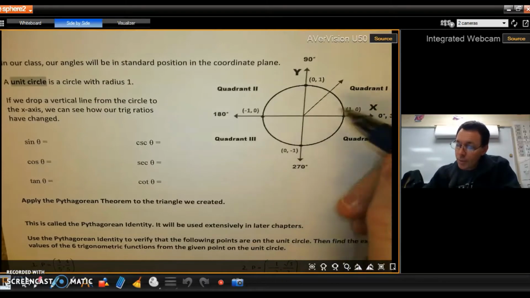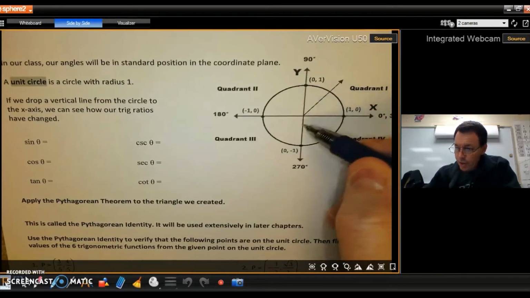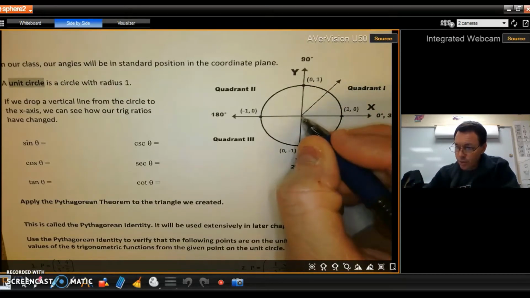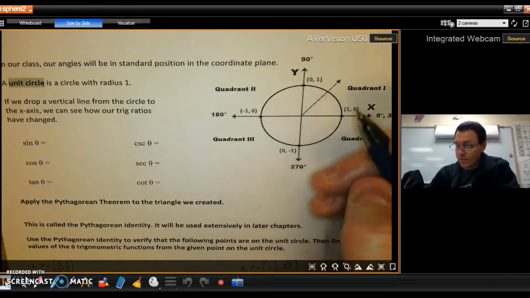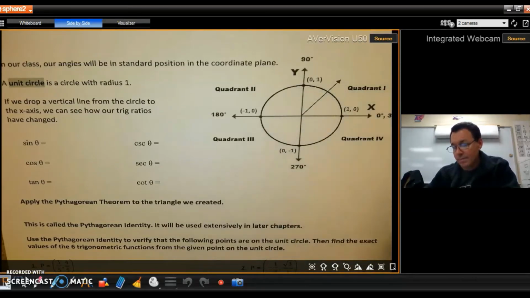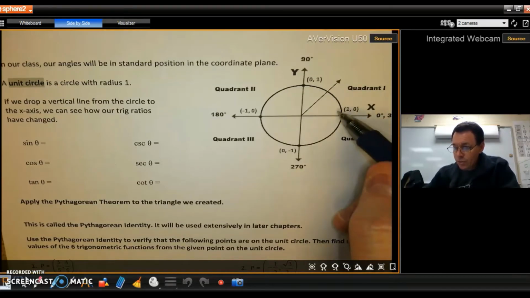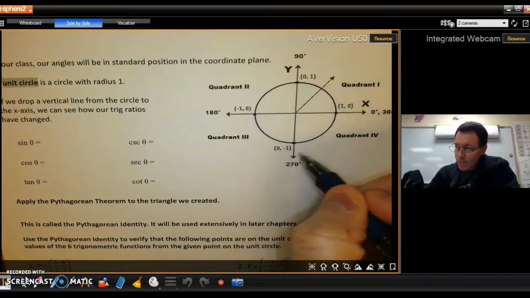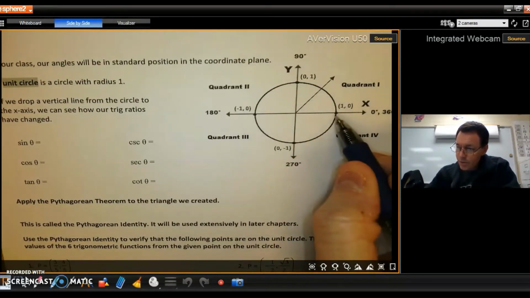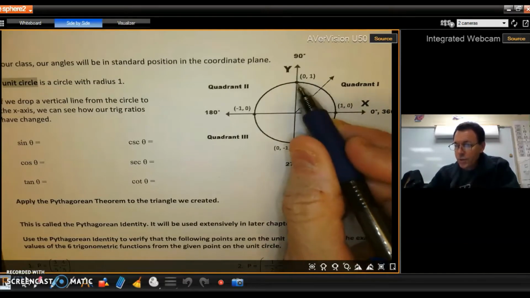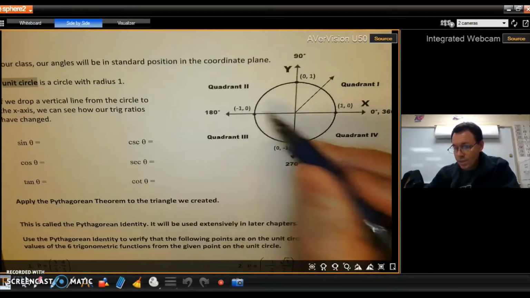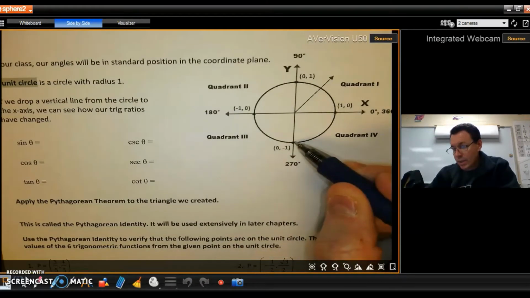So remember, when we're drawing angles, we're going to draw angles in a coordinate plane. We're always going to put them in standard position, so the vertex of our angle is always going to be right here, which would also be the center of this circle that I'm looking at right now. Okay? So if I have a circle that has a radius of 1, then on the coordinate plane, there are going to be some points that I'm familiar with, like this right here. This is going to be the point (1, 0). This would be (0, 1), because that's what this radius is. This would be the point (-1, 0), and this would be the point (0, -1).